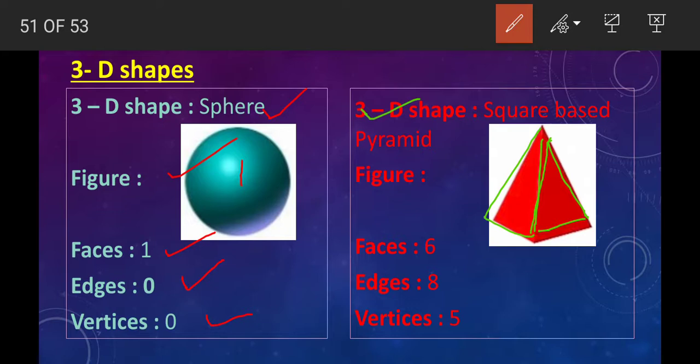So here the number of faces: in a square base pyramid there are 5 faces. The number of faces is 5, there are 8 edges and 5 vertices. The corners are 5. If we count the corners, we get 1, 2, 3, 4, and behind that one, that is 5. So 5 faces, 8 edges and 5 vertices.